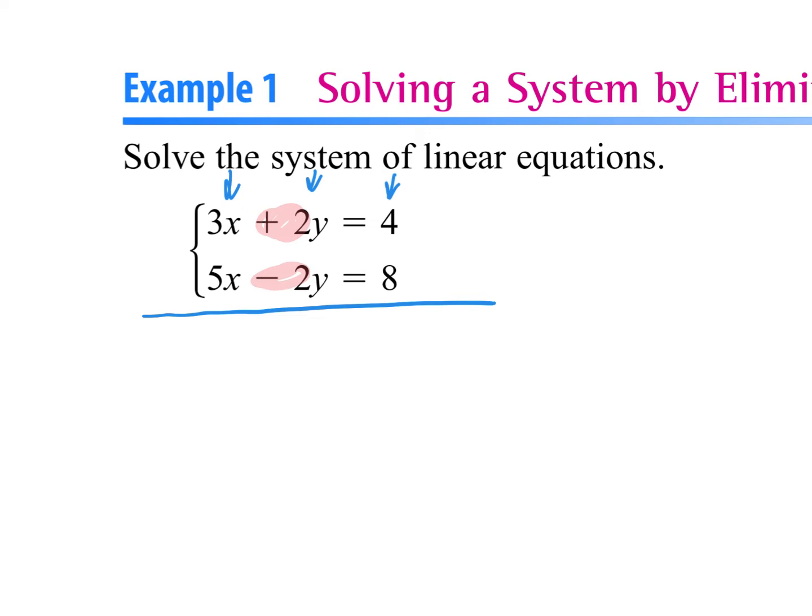So when I combine, when I just add down, this is another way you can look at it, I have 3x plus 5x is 8x. Negative 2y and positive 2y cancel out. I have equals 4 plus 8 is 12. Divide both sides by 8. And my answer is x equals 3 over 2.